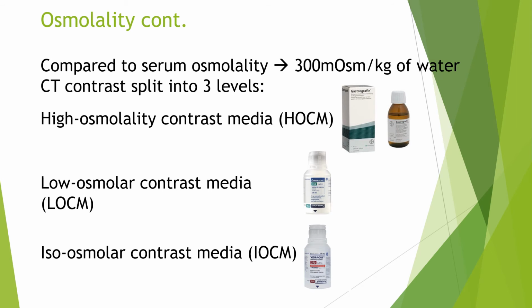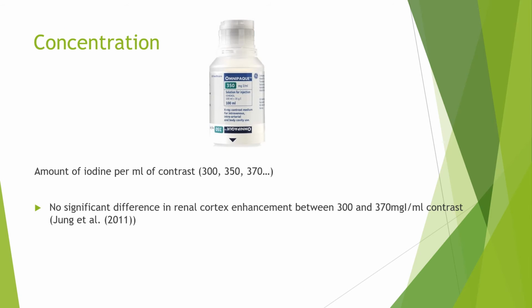Now, the concentration, which are these numbers on the contrast bottles, is the amount of iodine per mL of contrast. Jung et al. in 2011 suggested an interesting finding in that a concentration of 300 and 370 made no significant difference in renal cortex enhancement in all contrast phases. Now this comes as a good point to think, as lower concentrations mean lower viscosity, and Barron et al. in 2008 has suggested this as an advantage of reducing the risk of nephrotoxic effects.